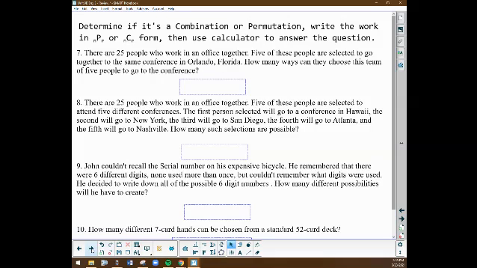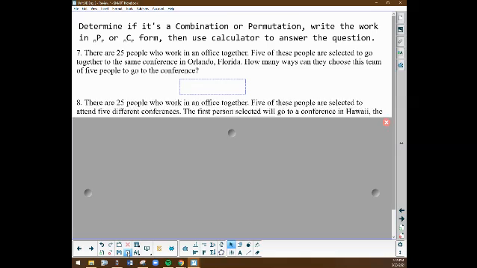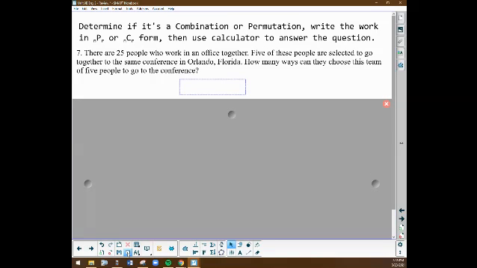Okay. So number 7 here, I'll put the shade so that we're not distracted by everything else. Says there are 25 people who work in an office together. 5 of these people are selected to go together to the same conference in Orlando, Florida. How many ways can they choose this team of 5 people to go? So in order to tell the difference between permutations and combinations, you have to know the difference between the order. Does the order make a difference or does it not make a difference?